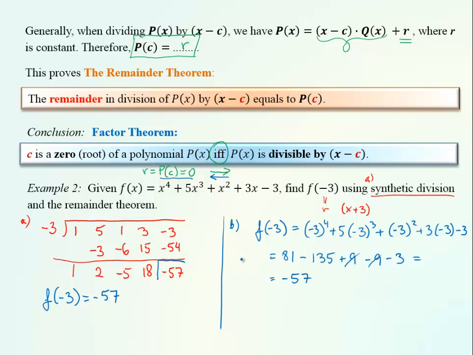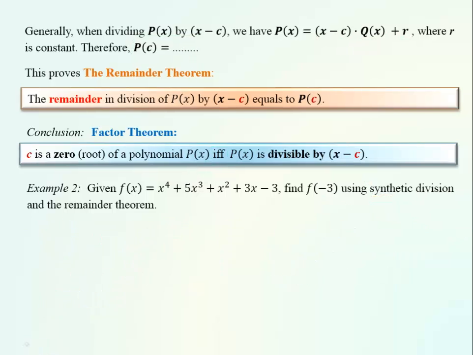So as you see, we have two different ways of finding f of -3. We could directly plug in -3 to the function and evaluate it, or we could use synthetic division and the remainder theorem, which states that the value of a polynomial at some constant is equal to the remainder from the division by x minus that constant.